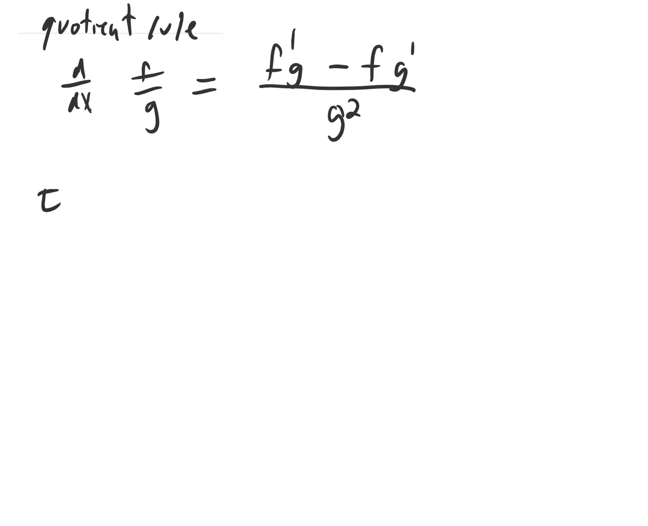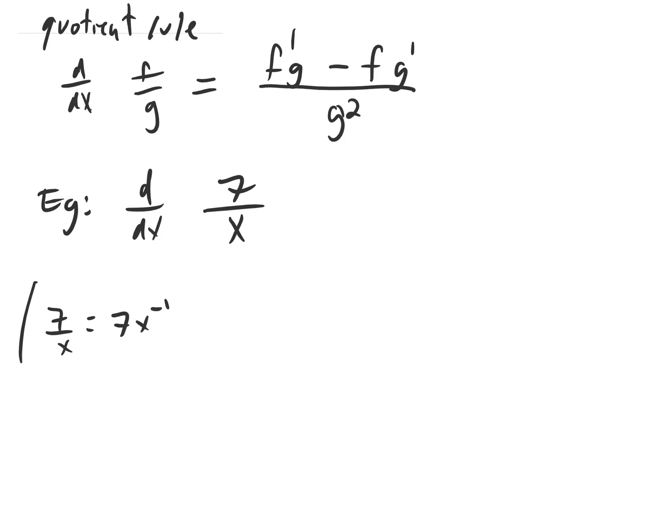All right, here's an example. What happens if we apply the quotient rule to 7 over x? All right, now we don't need the quotient rule to solve this because we know that 7 over x is the same as 7x to the negative 1. So we could use the power rule on this, but let's use this example to practice the quotient rule.